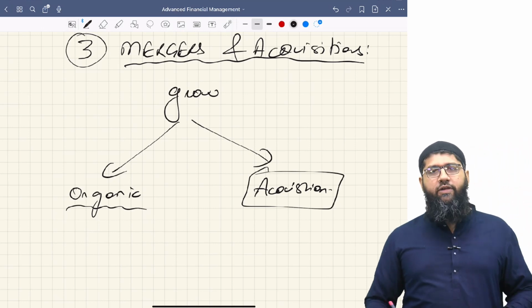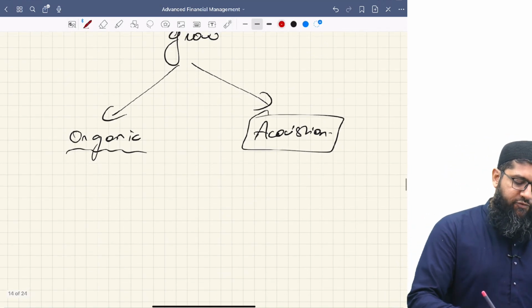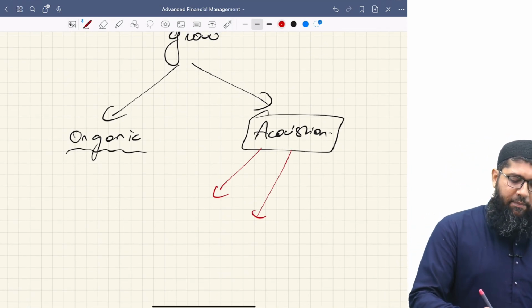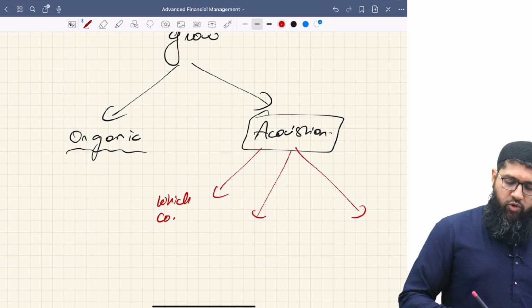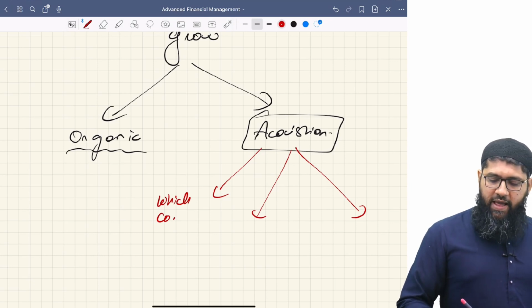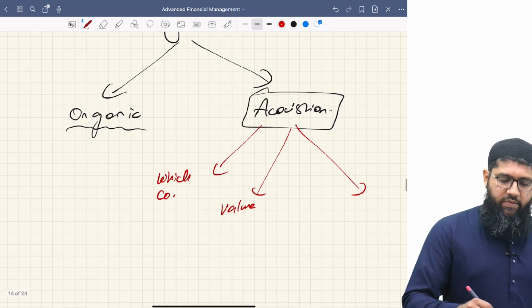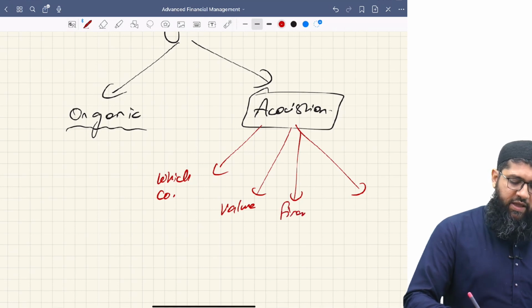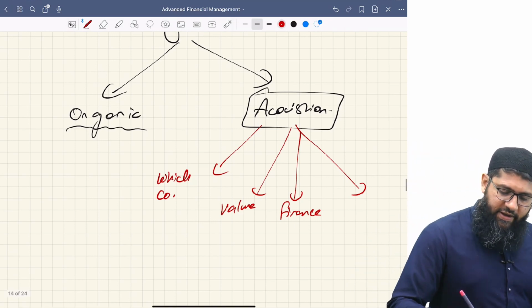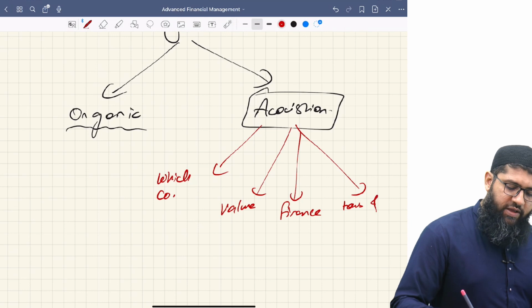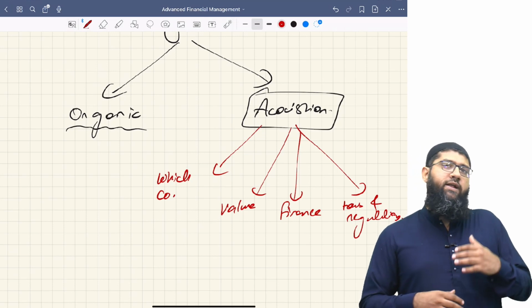Now when you go for acquisition of a business, when you go for acquisition of a company, what are the factors, what are the things that you would have to consider? Try to understand this. There are multiple factors that need to be considered, which is which company would you go for? The second thing that you would want to consider is how much value would you assign to a business? The third thing that you would consider is the finance, the way you're going to finance that business. The fourth thing that you might have to consider is are there any laws and regulations that you might have to focus upon. So there are going to be multiple things that you would have to consider.